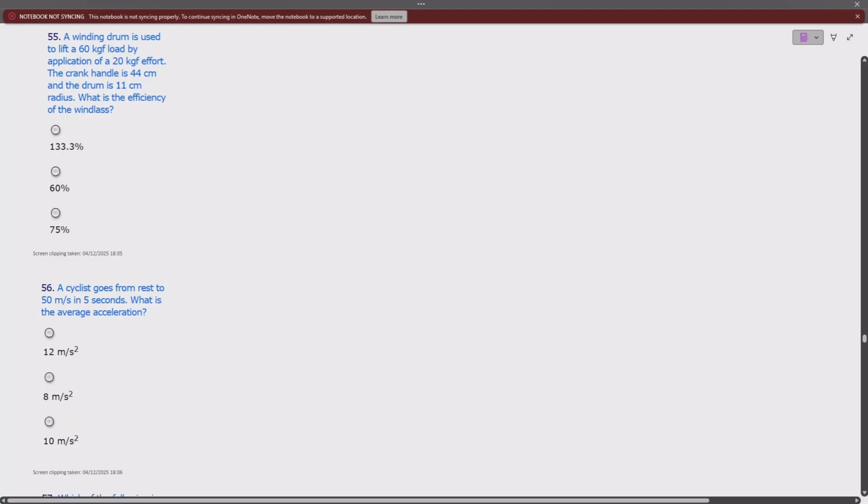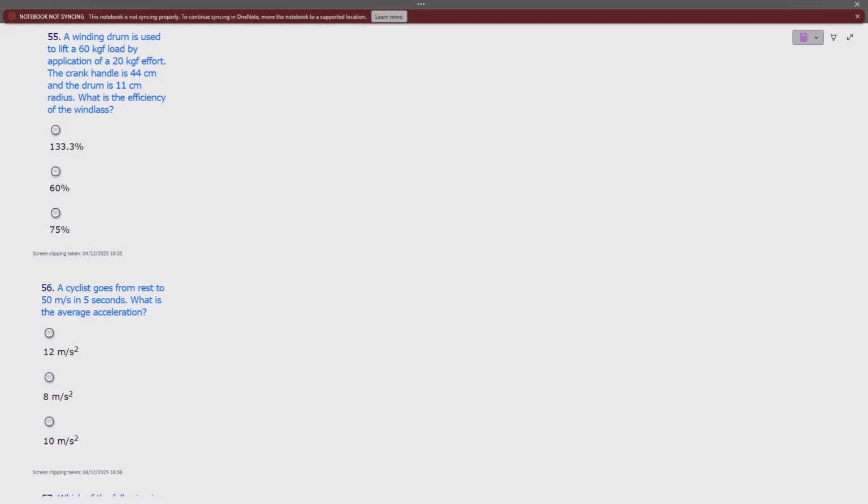Question 55. A wind drum is used to lift a 60 kilogram force load by application of a 20 kilogram force effort. The crank handle is 44 centimeters and the drum is 11 centimeters radius. What is the efficiency of the windlass?